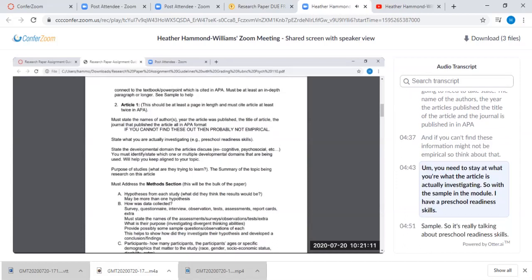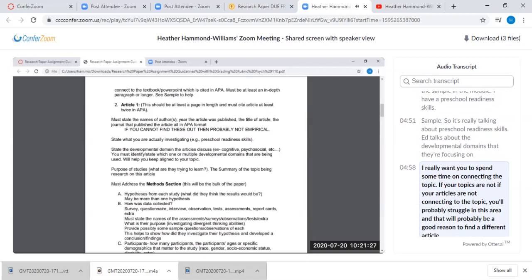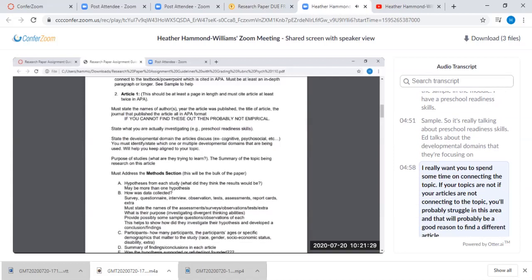You need to state what the article is actually investigating. So with the sample in the module, I have a preschool readiness skills sample. So it's really talking about preschool readiness skills. You need to talk about the developmental domains that they're focusing on. I really want you to spend some time on connecting the topic. If your articles are not connecting to the topic, you'll probably struggle in this area, and that will probably be a good reason to find a different article.